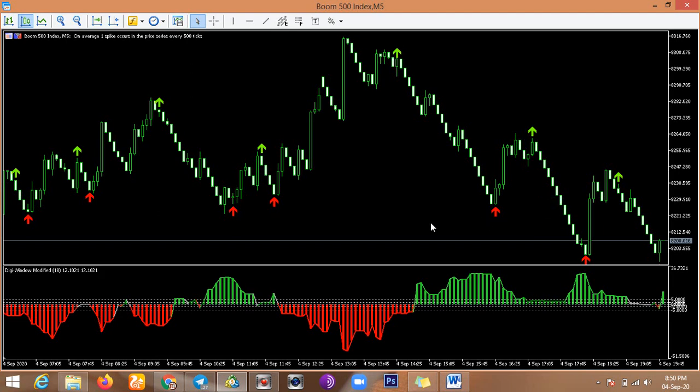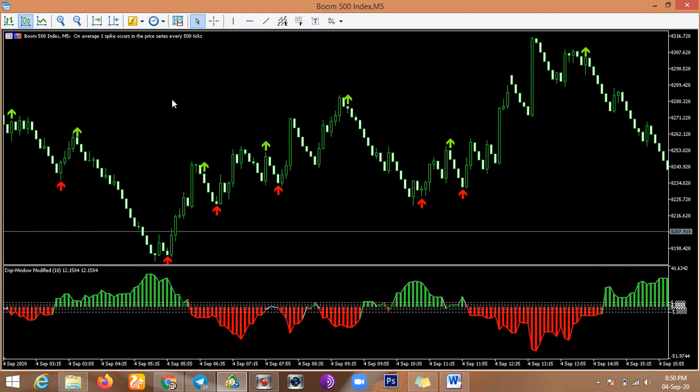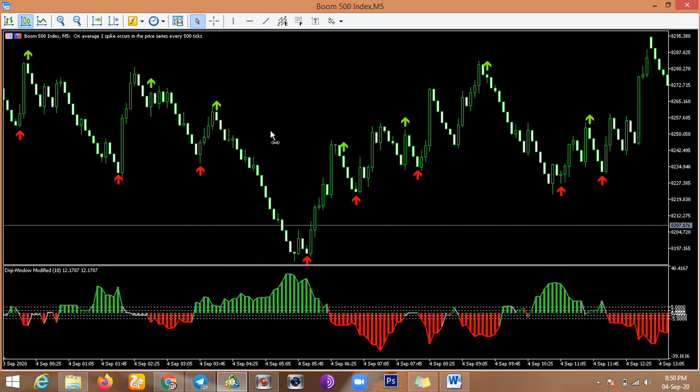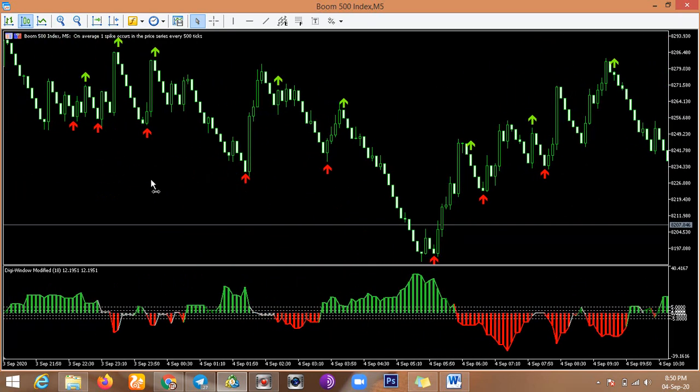So it is very, very important you follow this kind of trading pattern. It is very, very important. Now, that being said, if you want to get your hands on this indicator, for those of you that have it already, try to put this pattern into it.